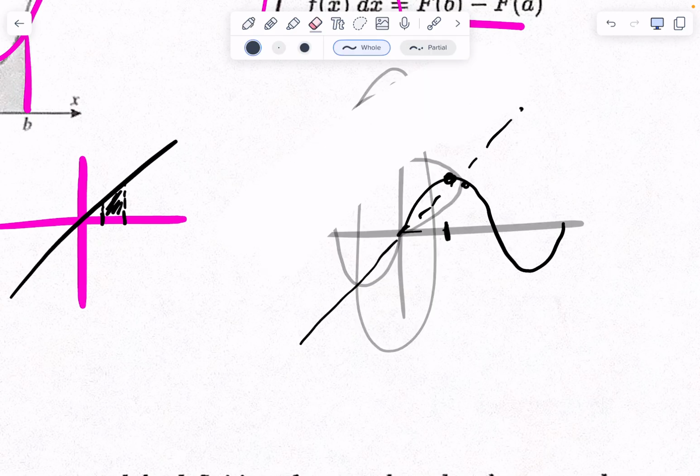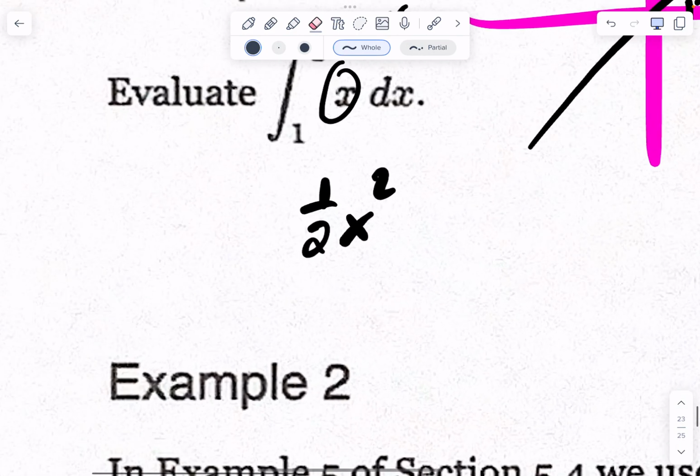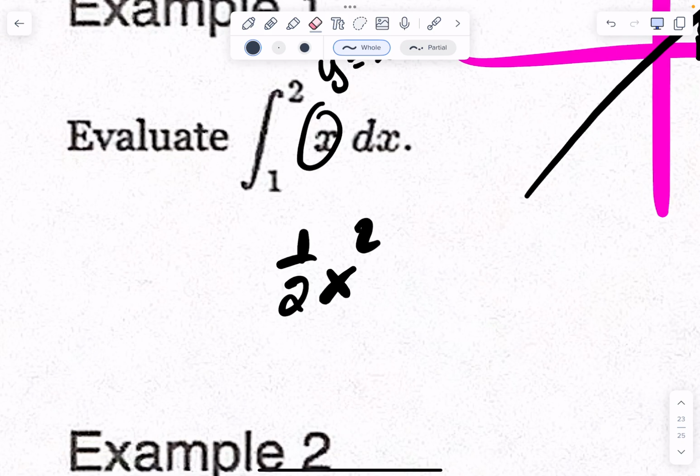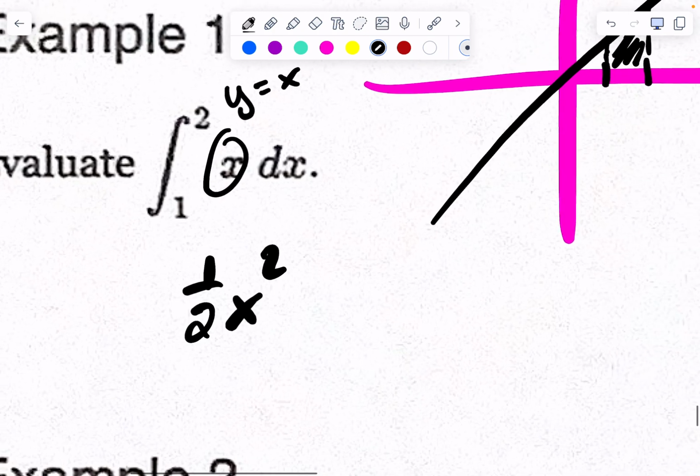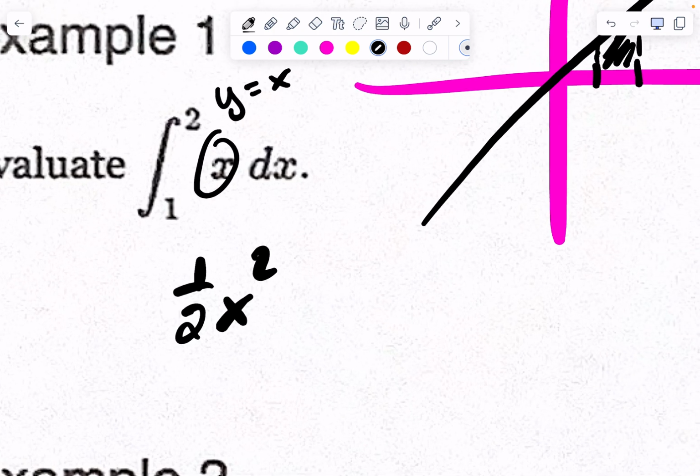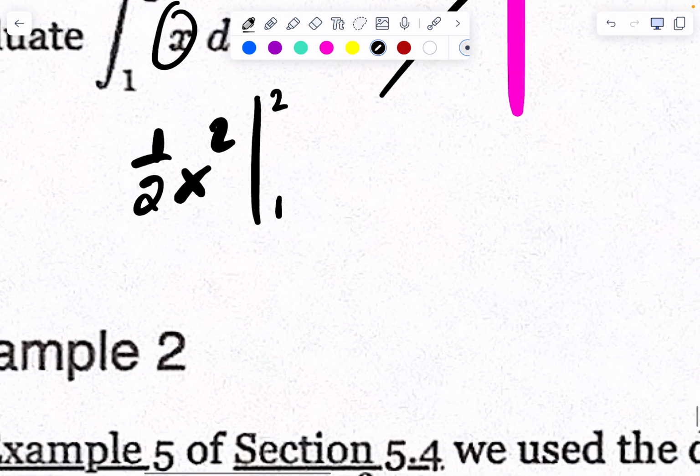Okay, moving on. 1/2 x squared. Here's our notation. We've found the antiderivative, but I have not yet plugged my numbers in. Do you remember what we do to note that we found the antiderivative but have not yet plugged the numbers in? I put a line at the back that says 2, 1, and now I plug my stuff in.